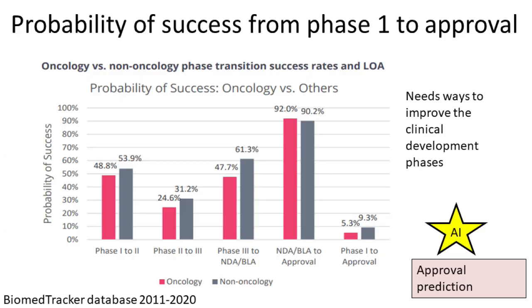This graph shows in which phase of the clinical trial there is the biggest attrition rate. We see here that from phase 1 to phase 2, almost 50% of the drugs pass this phase. Then the biggest bottleneck is phase 2 to phase 3, where, for cancer compounds in red, only 24 or 25% of the compounds, so one quarter, pass this step.